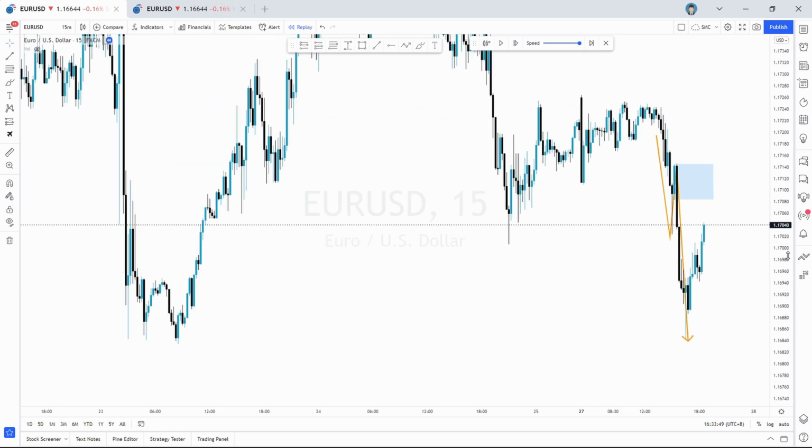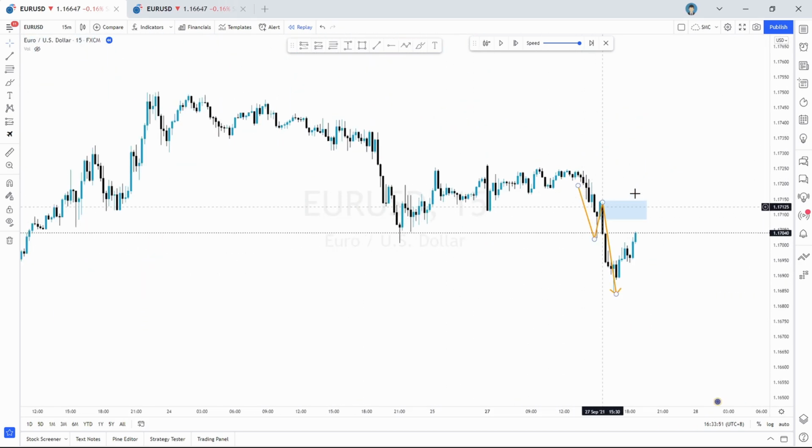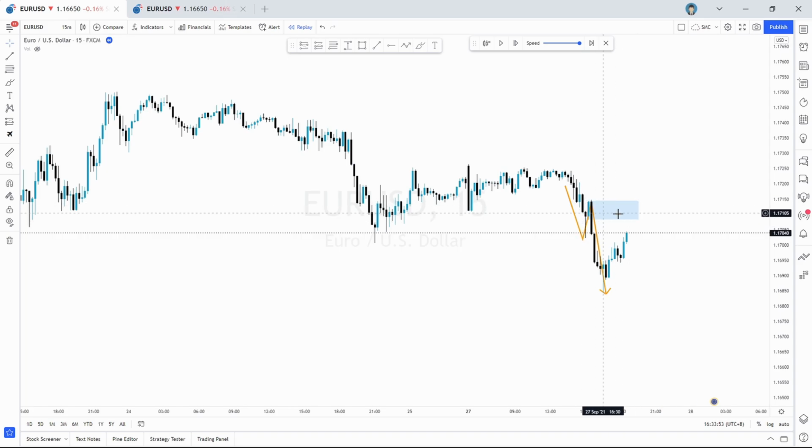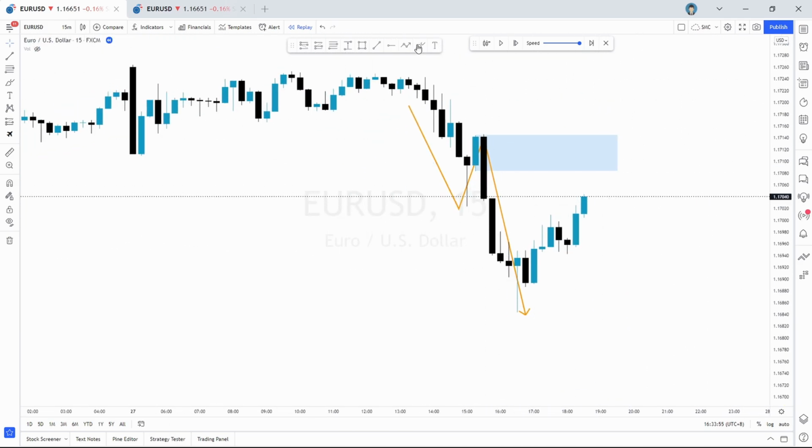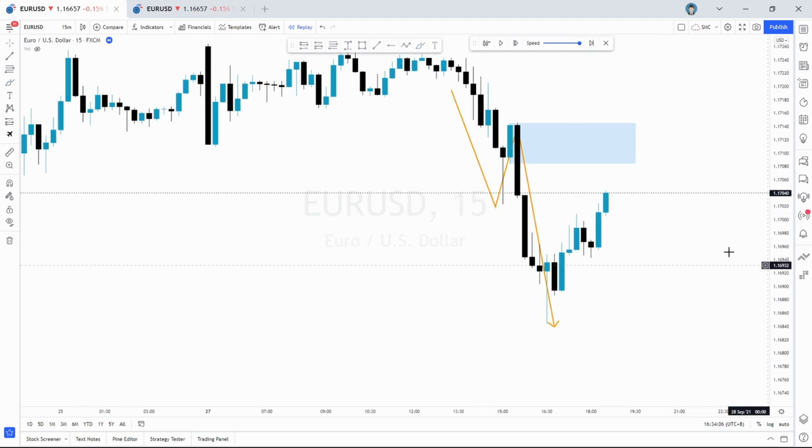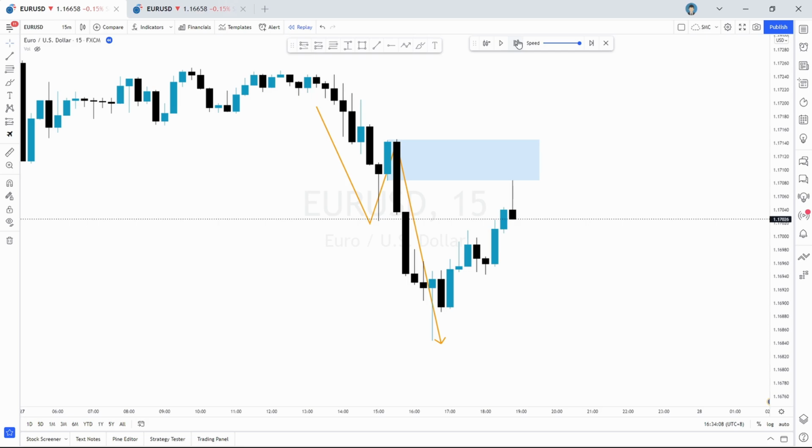So basically what we did, we look for structure, we look for a POI or an order block, and also we have a few imbalances there. Then we wait for confirmation. What do we use for confirmation? We use Wyckoff. So we're waiting for Wyckoff to happen.